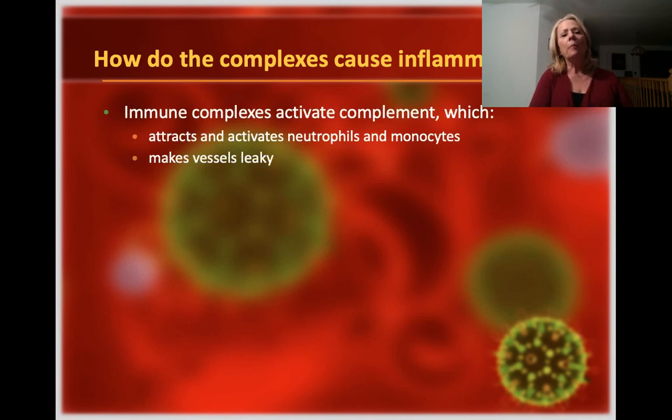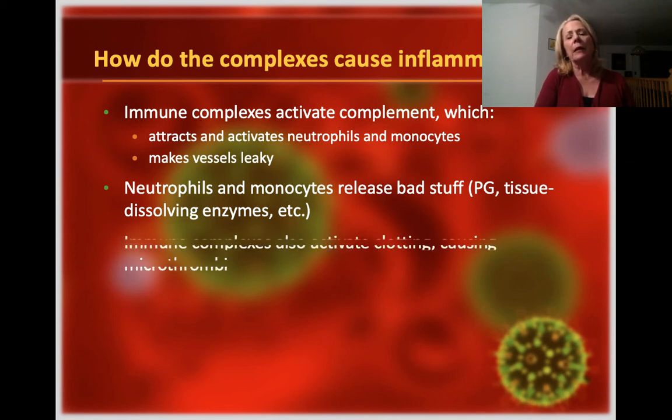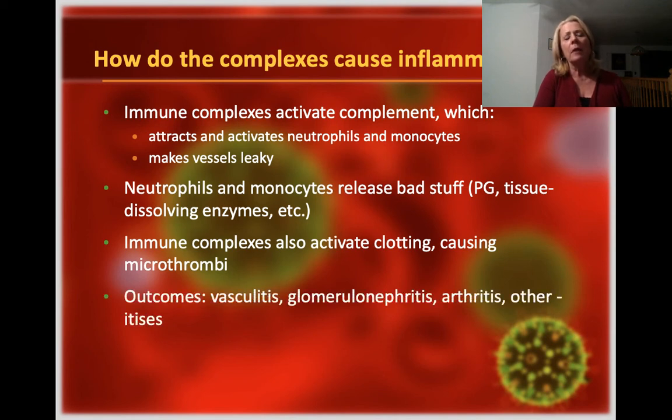So these complexes, they can cause inflammation by activating neutrophils and monocytes. They also make blood vessels leaky, and those neutrophils and monocytes, they can release prostaglandins and other enzymes that can dissolve tissues. Those immune complexes can also, like we talked about, activate clotting factors, and you can get tiny blood clots in the system. Some of the outcomes would be the vasculitis and arthritis, and then glomerulonephritis is inflammation in the nephrons of the kidney.